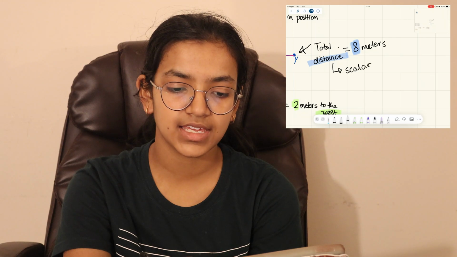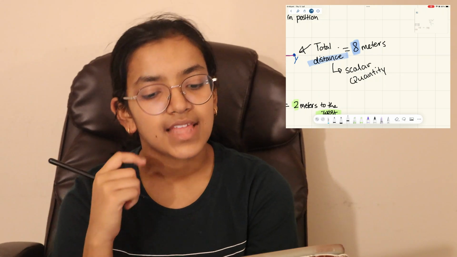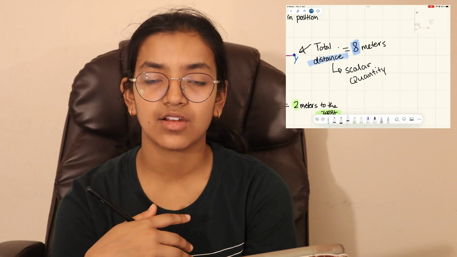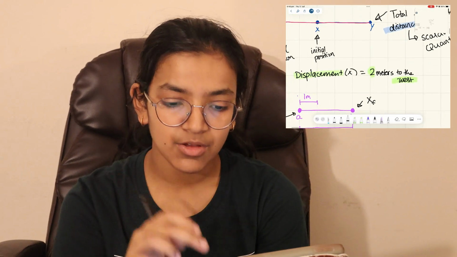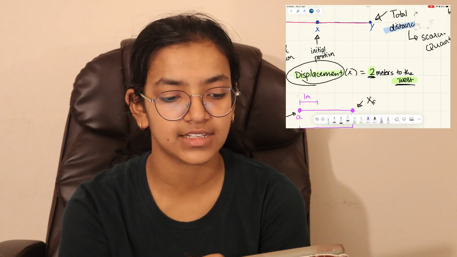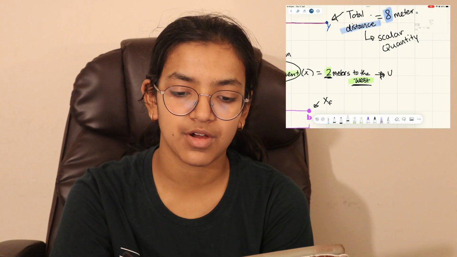So any quantity like distance here, which gives us only the magnitude, is called a scalar quantity. Okay, this is called a scalar quantity. And scalar quantities are all the quantities that calculate only for the magnitude, and we will be encountering some more scalar quantities as we go farther, as we learn more and more new things in physics. And any quantity that gives us both the magnitude and the direction, like displacement over here, right? This is called a vector quantity.